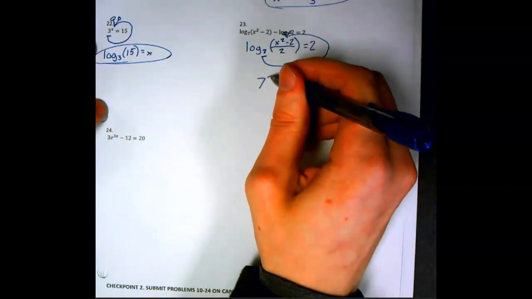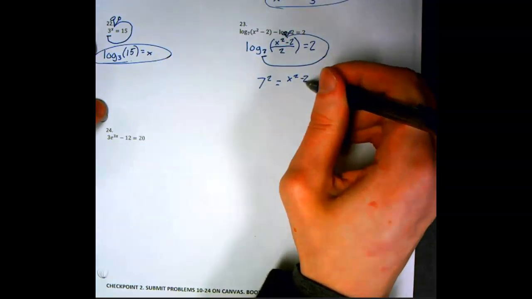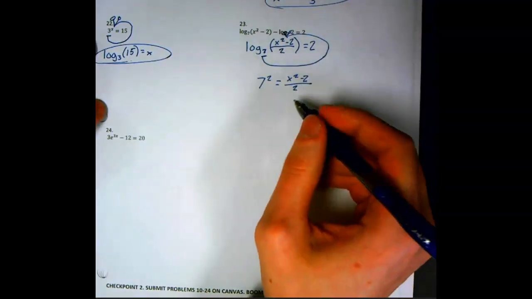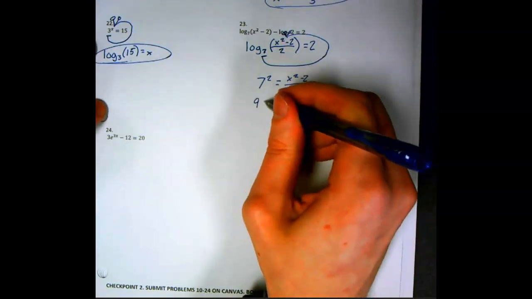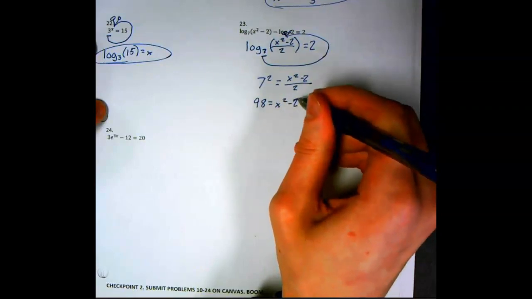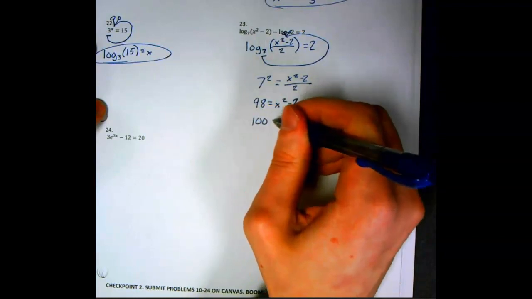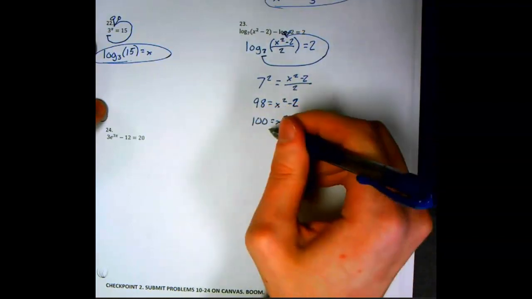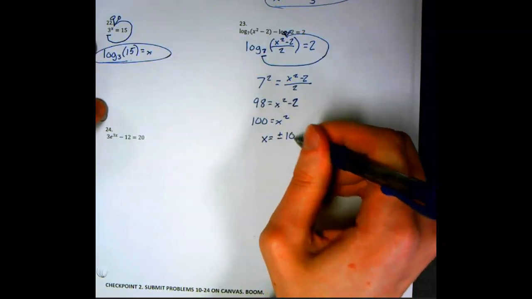We'll have 7 squared equals (x squared minus 2) over 2. 7 squared is 49. When we multiply by 2, we'll have 98 equals x squared minus 2. We add that 2 over, and we'll have 100 equals x squared. Take the square root of both sides, we have x equals plus or minus 10.